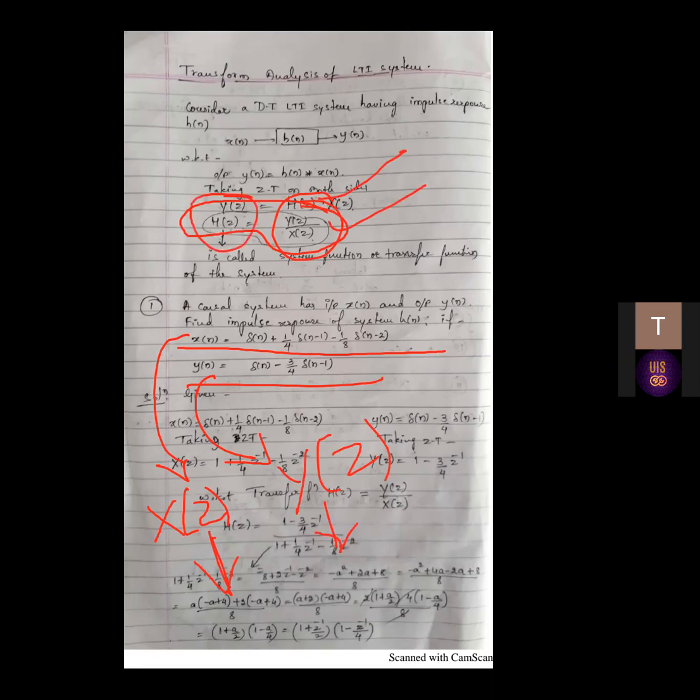But what do we need to find? We need to find the impulse response h of n. H of z is known to us. How to get h of n? That is the transformed value we know; we want the original sequence. So we need to go for the inverse z transform, and we will get the impulse response back.